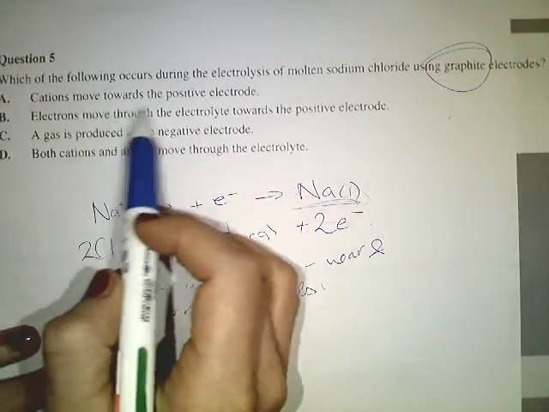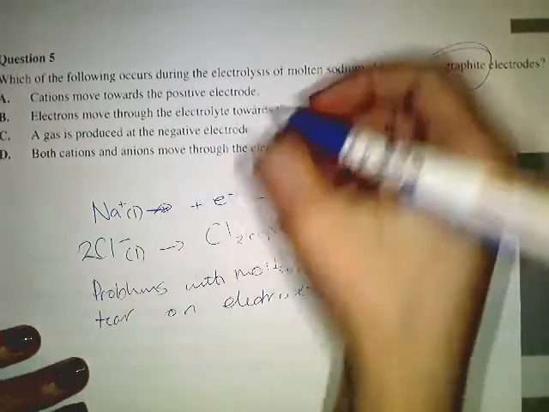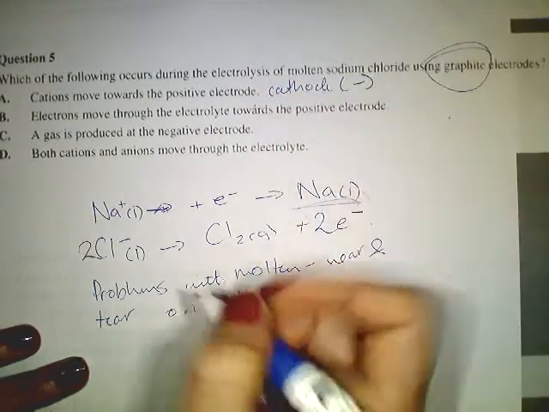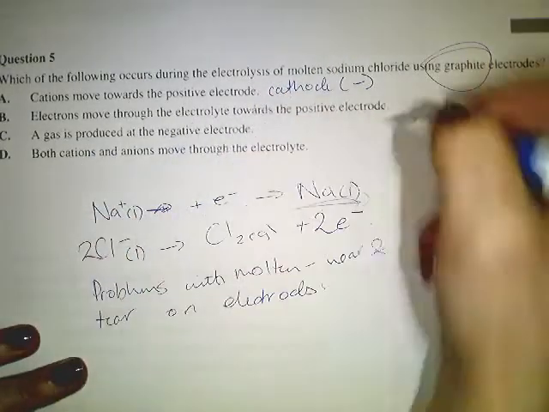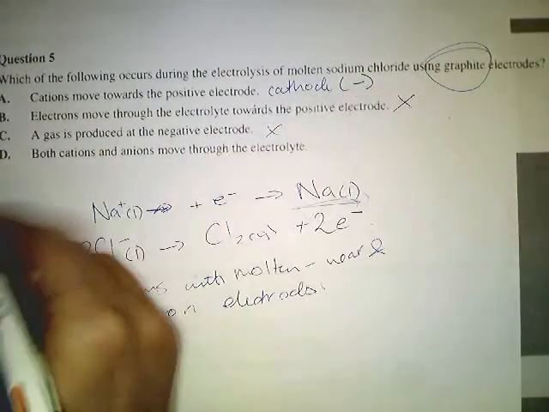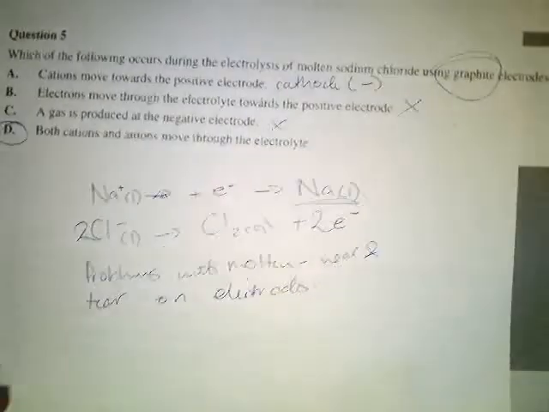Okay, cations move towards the positive electrode? No, cations move towards the cathode, which in this case is negative. Electrons move through the electrolyte? That's completely false. A gas is produced at the negative electrode? False. Both cations and anions move through the electrolyte. Yeah, well, that's a giveaway.